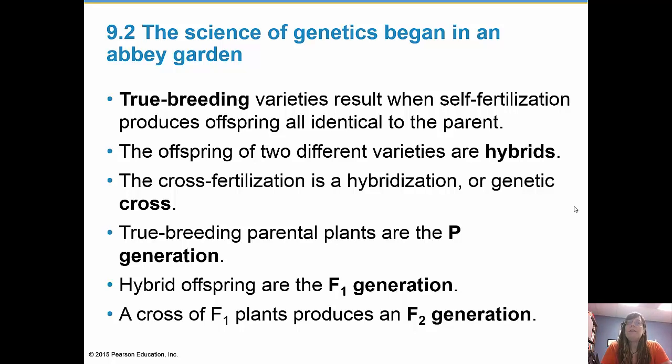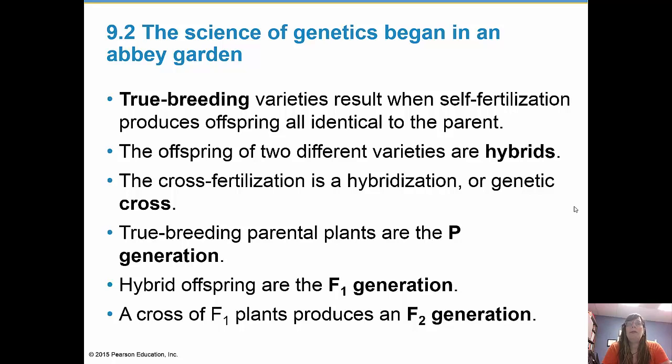Another term, genotype versus phenotype. Genotype are the actual genes that you inherit. So the physical alleles that you inherit. Phenotype is your physical appearance, what it looks like.